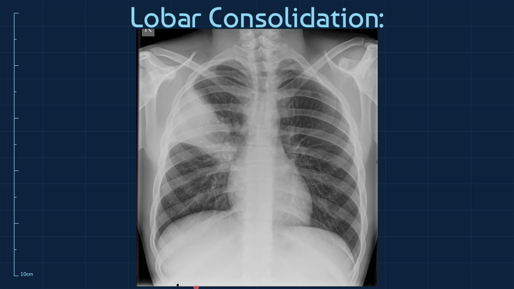Now, I would normally want you to be more specific when describing this. So I would want you to determine which lobe of the right lung this consolidation would be in. And if I were to ask you, I would assume most of you would say that this is in the middle lobe of the right lung. However, this is actually in the upper lobe. This is a right upper lobe consolidation.